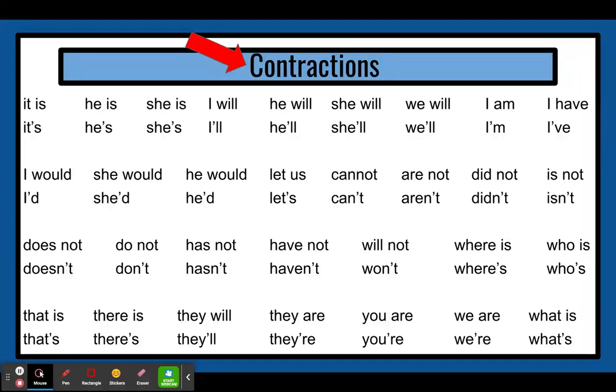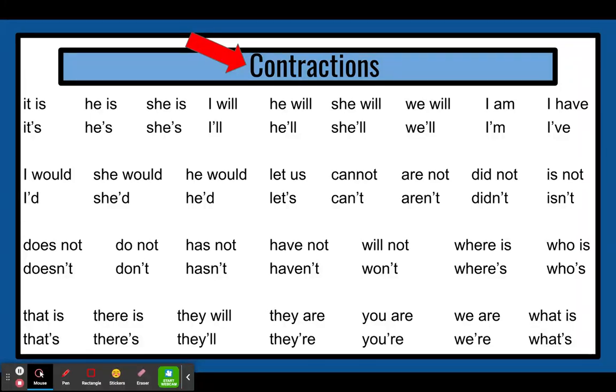Okay, so the way I organized this slide is the first line, for example, these two words, it is. These are the two words that we start with. It is, he is, she is, and so on. And then this line right below tells you the contraction made from these two words. So here we go. Let's go ahead and get started and you will see what I mean.